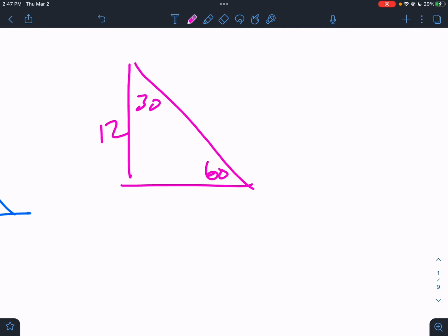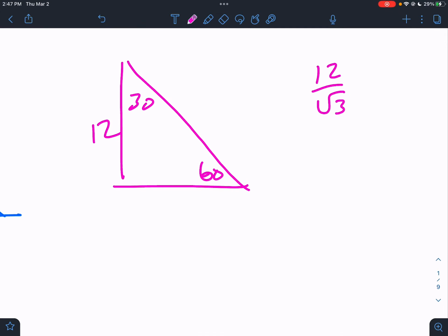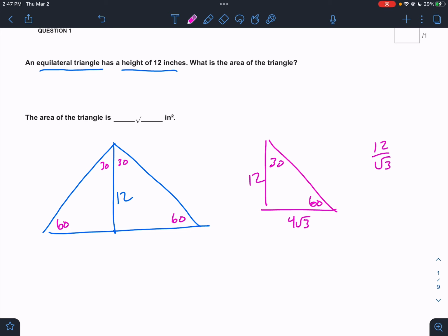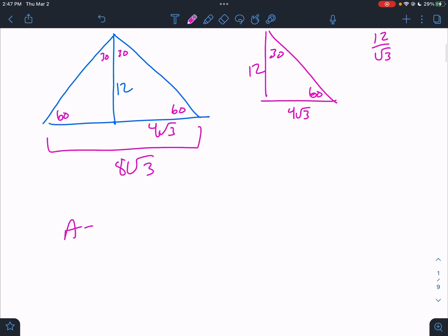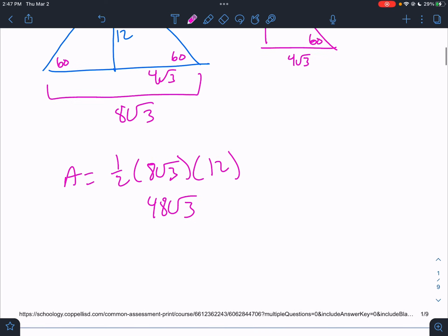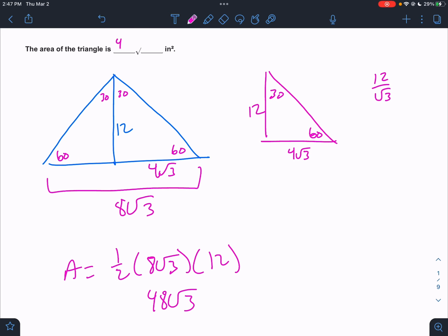Well, how do we go backwards from that? We need to do 12 divided by the square root of 3, which is 4 root 3. So the goal is the area of the triangle. So if this is 4 root 3, then the entire side is 8 root 3. So the area of the triangle is 1/2 times the base times the height. Well, half of 12 would be 6. 6 times 8 would be 48 root 3. And that is our answer, 48 root 3.